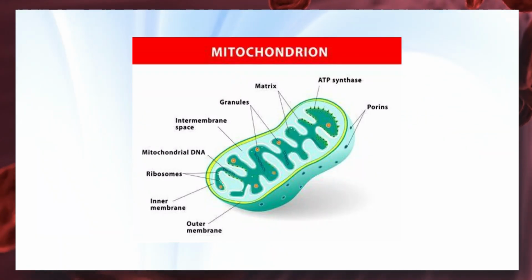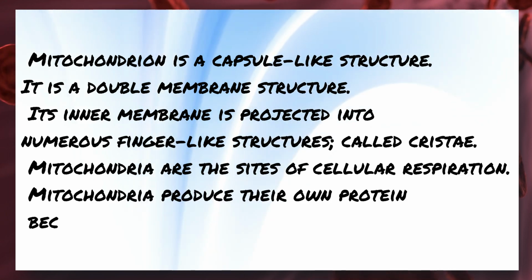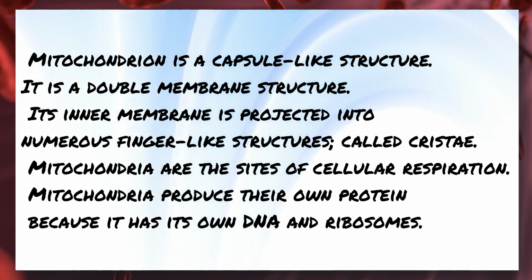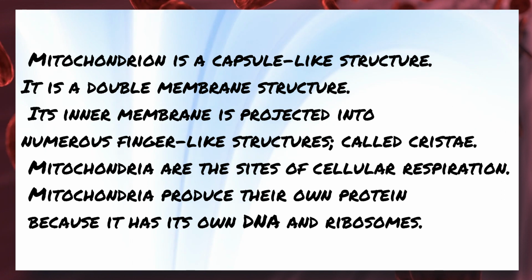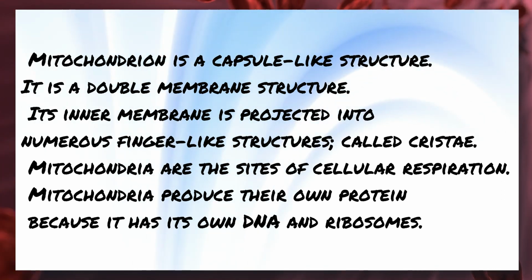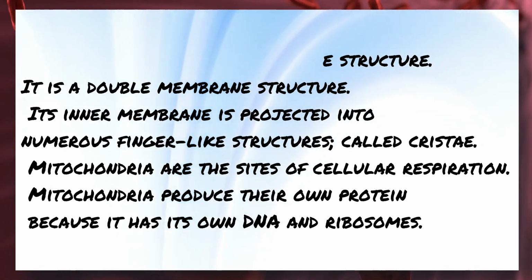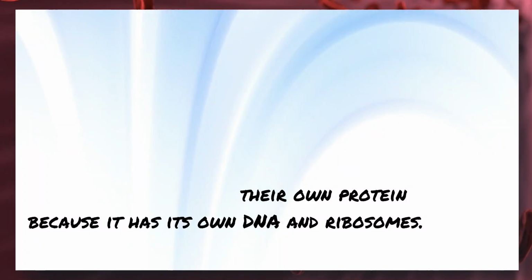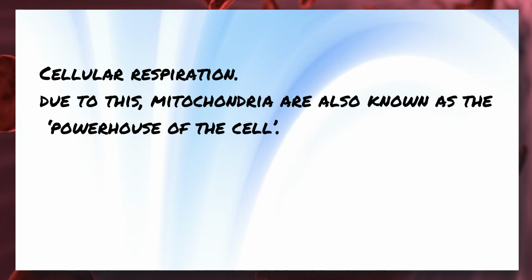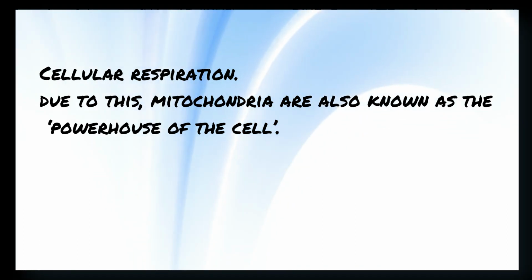Mitochondria. Mitochondrion is a capsule-like structure. It is a double membrane structure. Its inner membrane is projected into numerous finger-like structures, called cristae. Mitochondria are the sites of cellular respiration. Mitochondria produce their own protein because they have their own DNA and ribosomes. Functions of mitochondria: cellular respiration. Due to this, mitochondria are also known as the powerhouse of the cell.